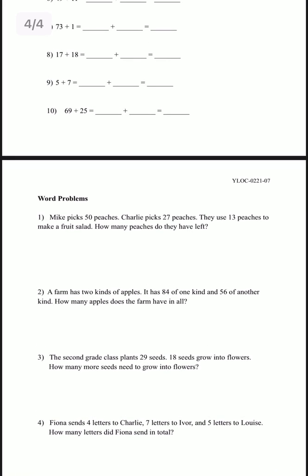Let's move on to the next page. For this part, we have word problems. Let's look at number 1. Mike picks 50 peaches and Charlie picks 27 peaches. They use 13 peaches to make a fruit salad. How many peaches do they have left? So we need to first add 50 and 27.